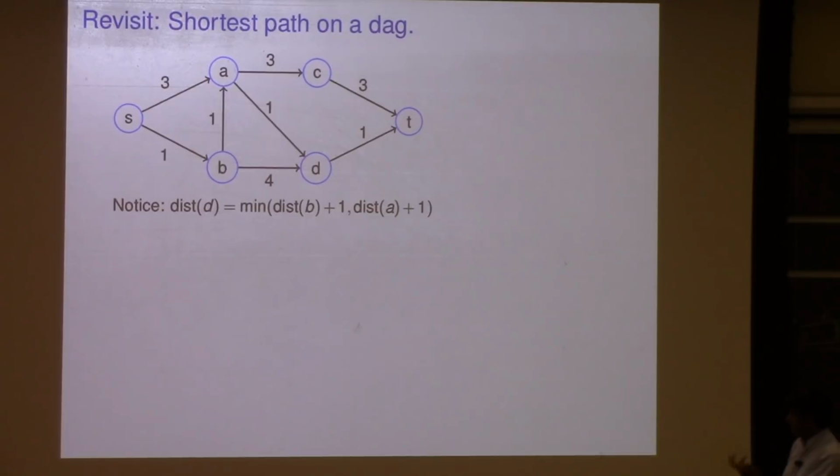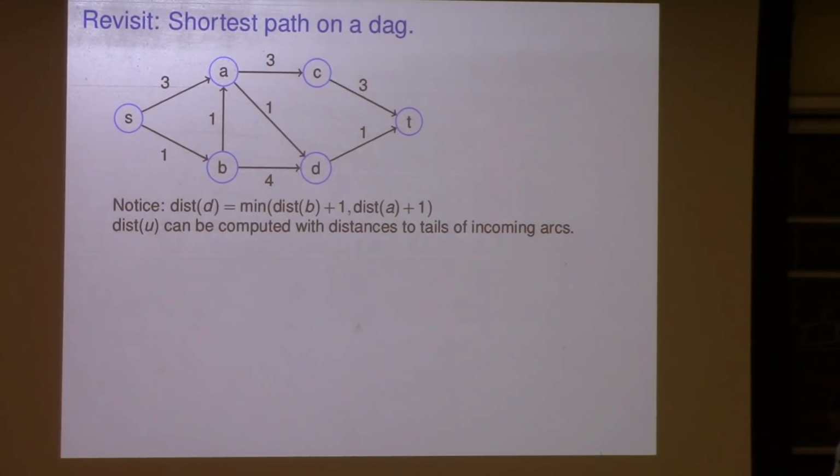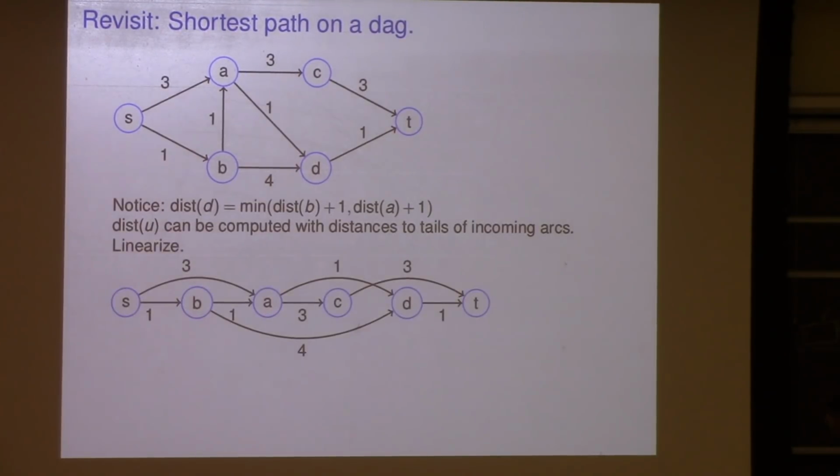Okay? It's a recursive call. A is sort of before it in the topological order. You know that the solution for computing distance to A doesn't involve D at all, right? You don't want things to call each other in these recursions because then you run out of stack, and it's an infinite loop. So distance of U can be computed with the distance to the tails of the incoming arcs. That's the idea here. Okay, so the answer is then you linearize the DAG.